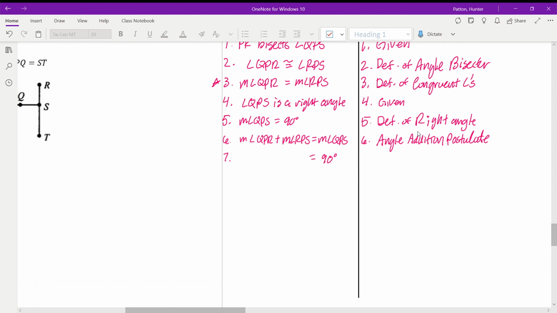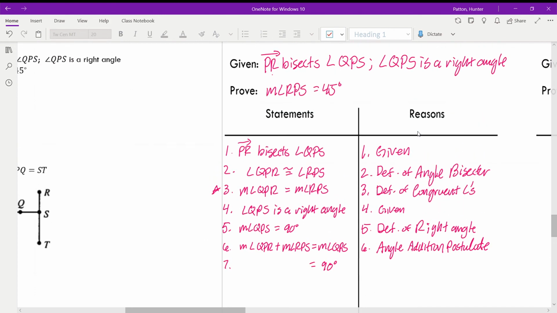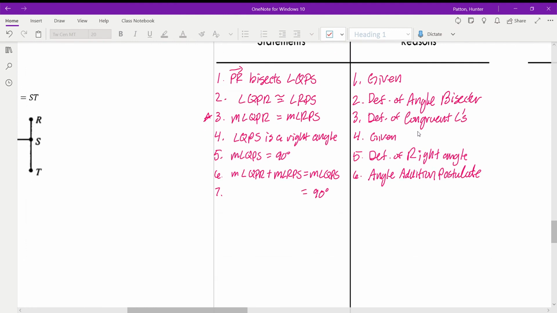What else do I know? I know that QPR and RPS are equal. So which one do I want to substitute in? Let's think about what our proof statement is. It's talking about RPS, so I want RPS on my left side. Since QPR and RPS are equal, the measure of angle RPS plus the measure of angle RPS is equal to 90. So I substituted in 90 for QPS and then RPS for QPR. You can see where I'm going with this, right? This is substitution.